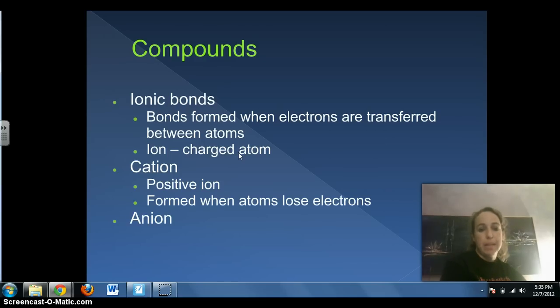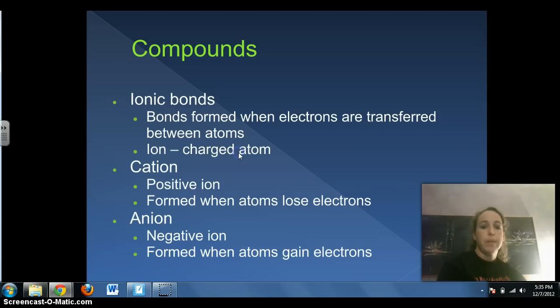Anions are the opposite. They are negative ions. Negative ions are formed when atoms gain electrons. So now they have more electrons than protons. More electrons than protons, so more negative than positive. So their overall charge is negative.